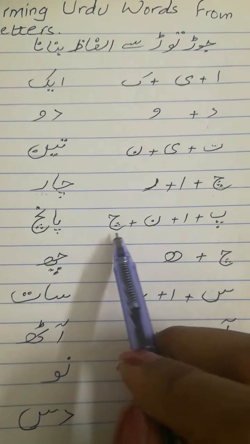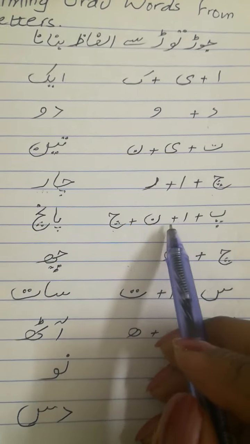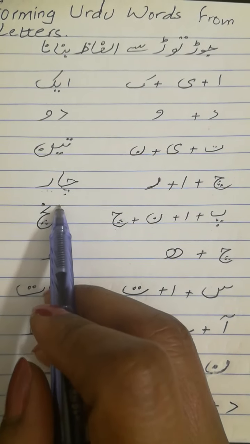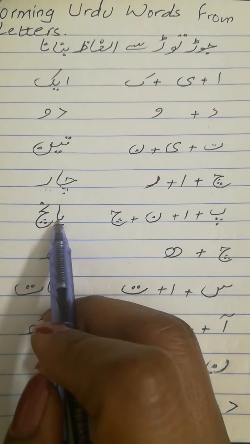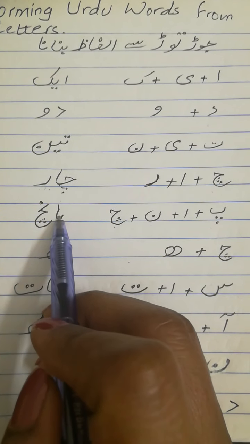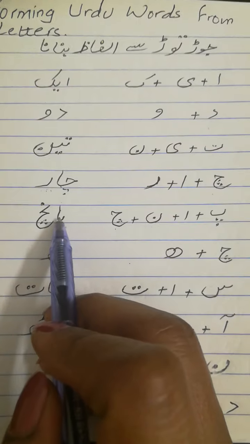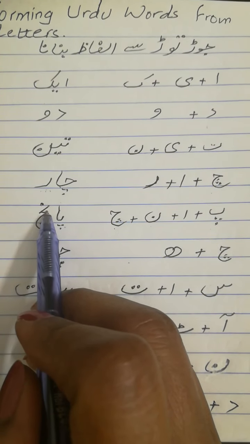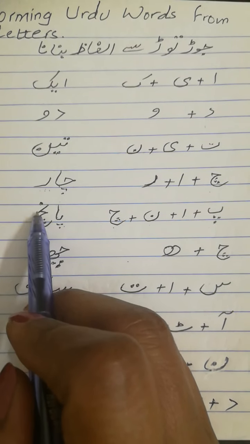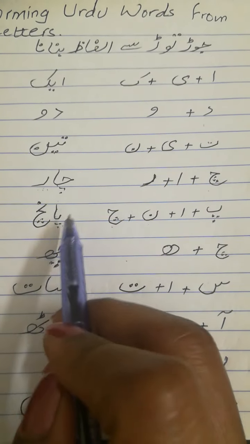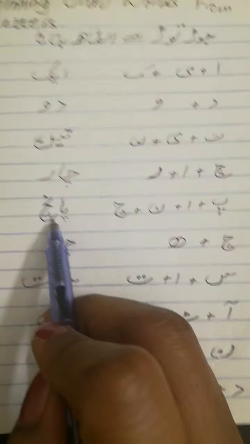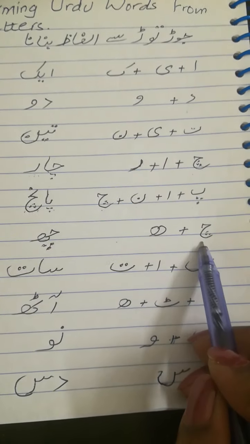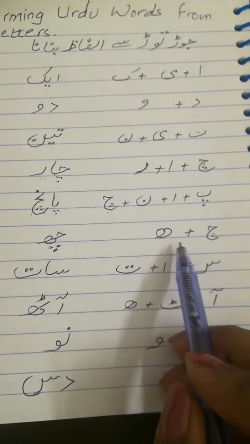Pe alif noon J. Pe, we are combining alif with short form of pe. From here to here is pe, and then alif. Noon is in short form. Here till here it is noon, and then J. Pe alif noon J, panch. Panch is 5.